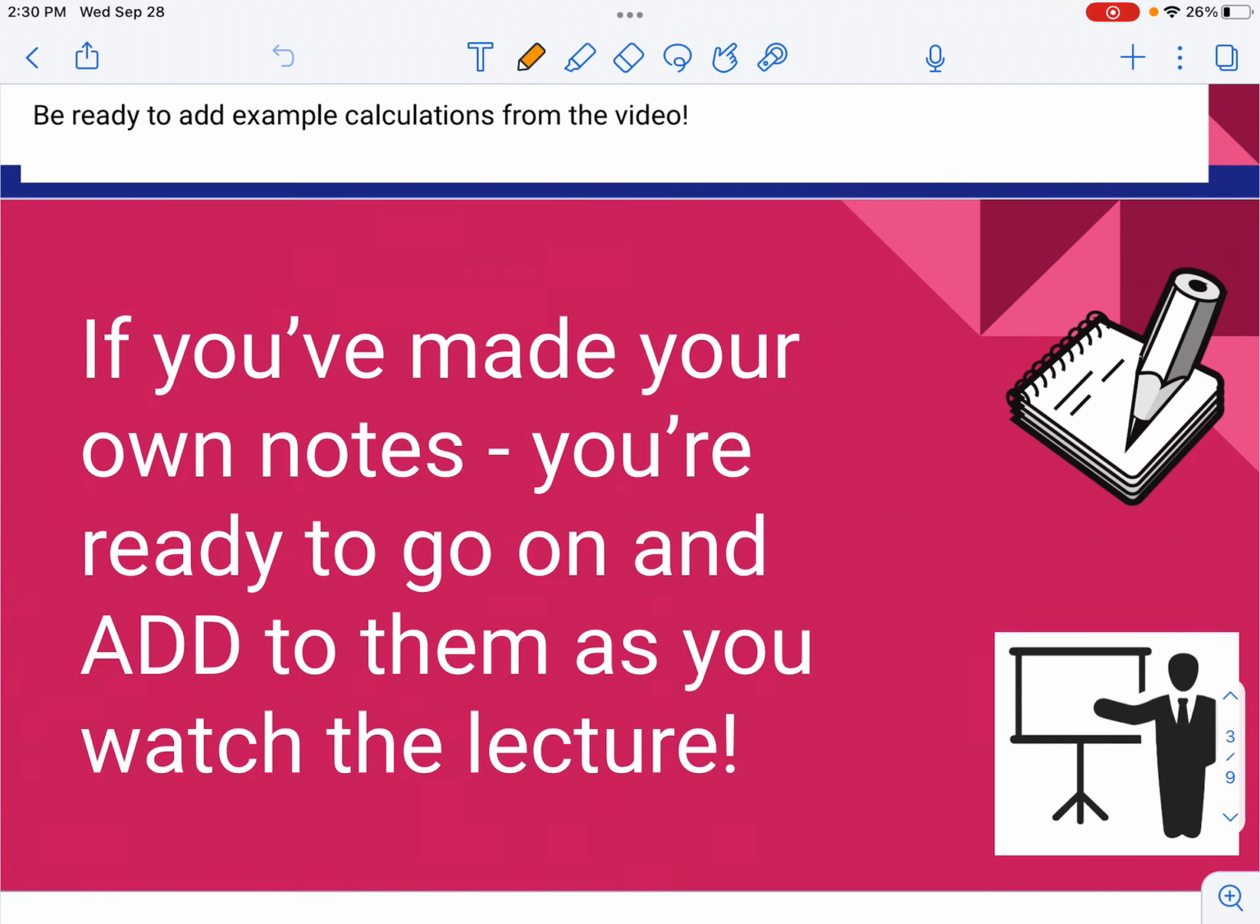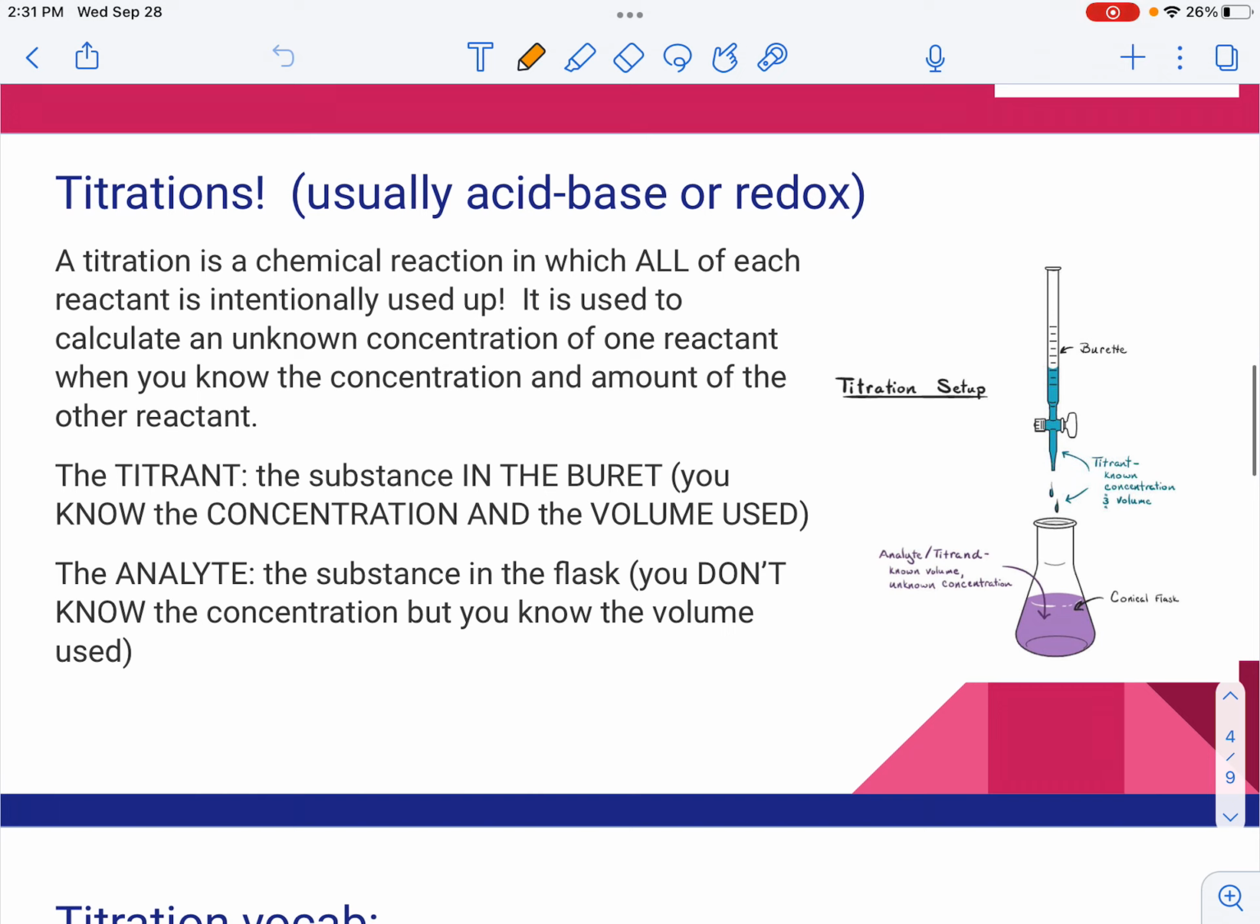Okay, here goes. So now that you've done this a little bit, the titration vocabulary, you should have a picture in your head of what's happening. Usually a titration is either acid-base or redox, and it's a reaction in which we intentionally add just enough of one reactant to use up all of it and all of another, so that basically both reactants are limiting. And we use them to calculate the concentration of a reactant when you know the concentration or amount of another reactant.